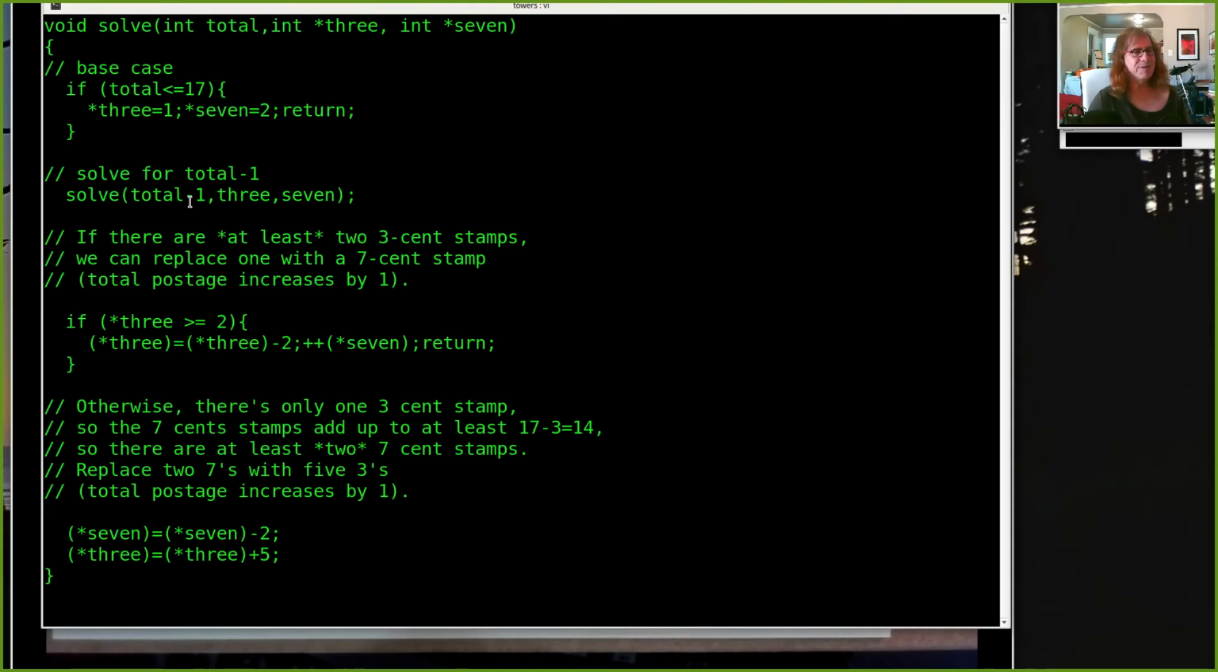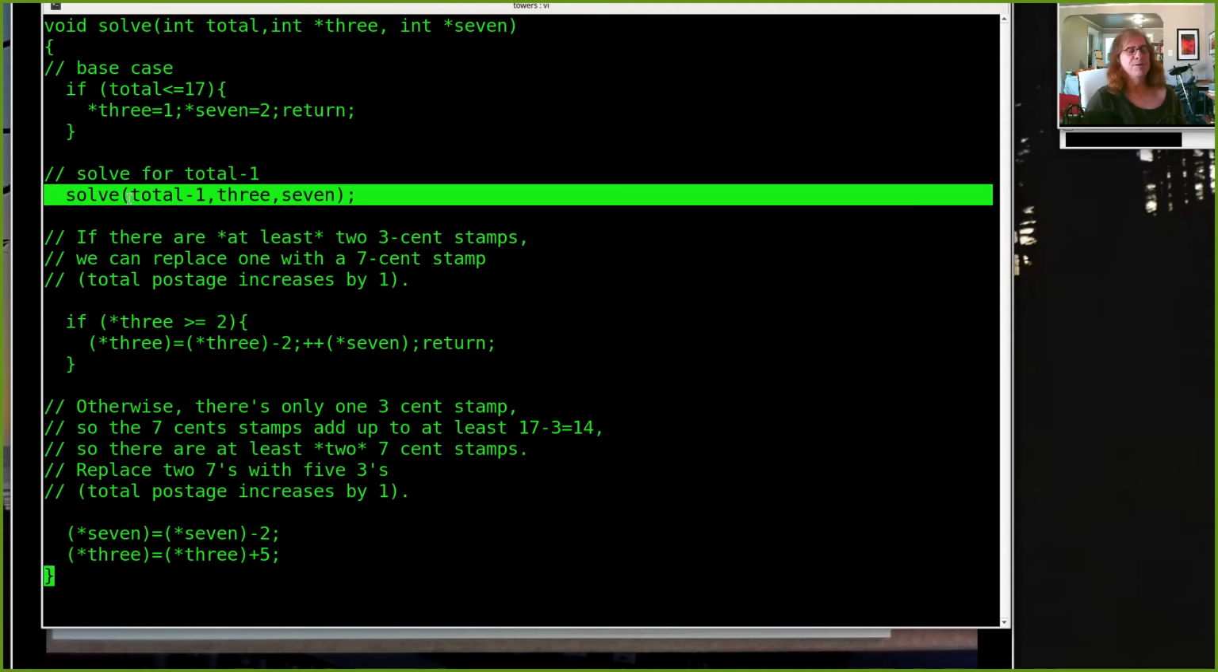So if I'm trying to prove that my solve works for n plus 1, first thing that my code's going to do is call the solve function for n. We know that's going to give us a correct answer. That's our inductive hypothesis. So this is the number of 3 and 7 cent stamps to add up to total minus 1. And now we just go through the code and the two possibilities. If the number of 3s is bigger than or equal to 2, when we subtract 2 times the number of 3s and we add 1 to the number of 7s, that total will be the original total, which was total minus 1, plus 1.